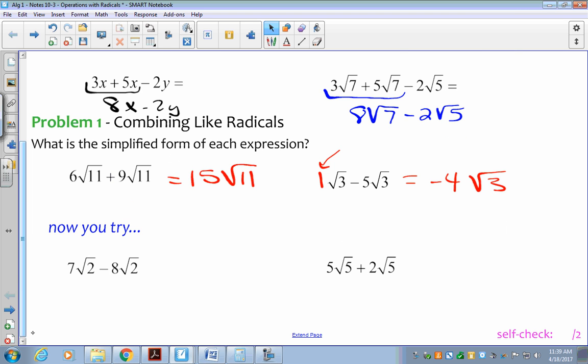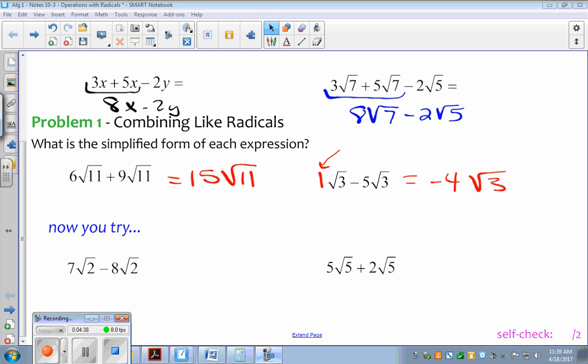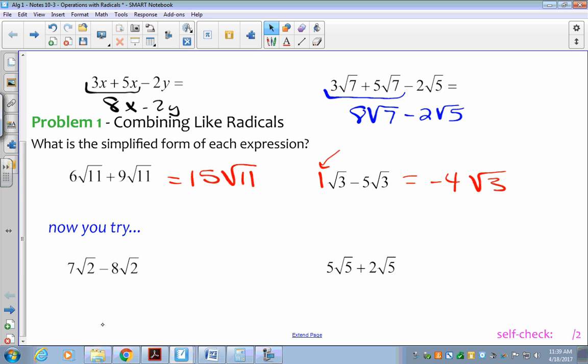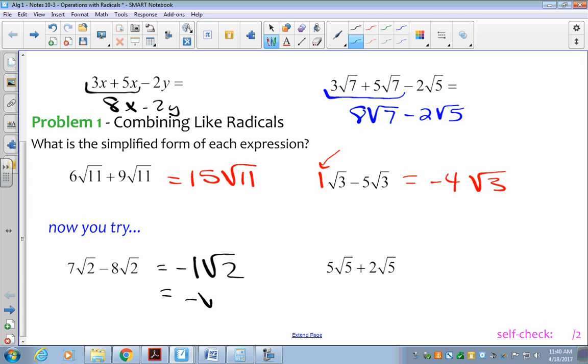Okay, take 15 seconds and try these two problems. See if you can get the answer. 7 root 2s minus 8 root 2s is how many root 2s? Negative 1 and then square root of 2. Yeah. We can also write this as negative root 2. Same. When it's just 1, we don't need to write the 1 in there.